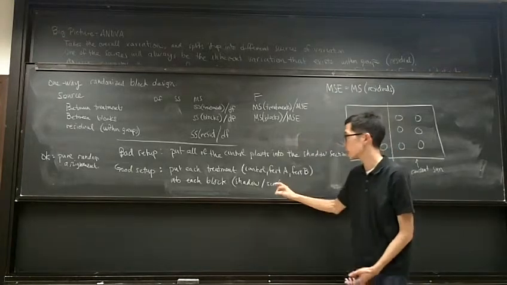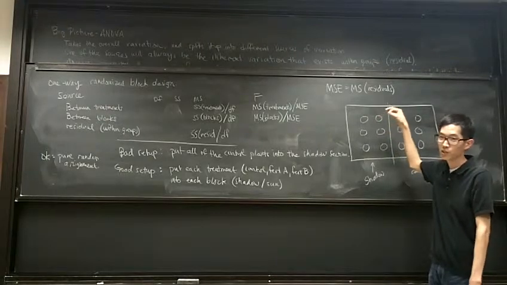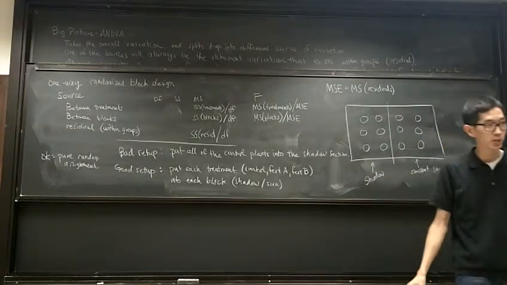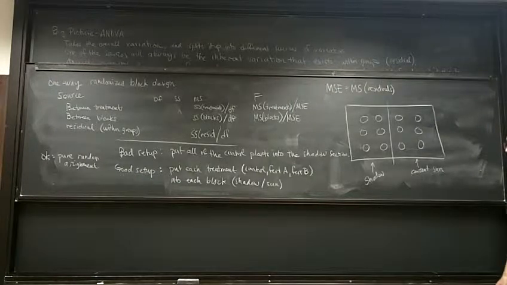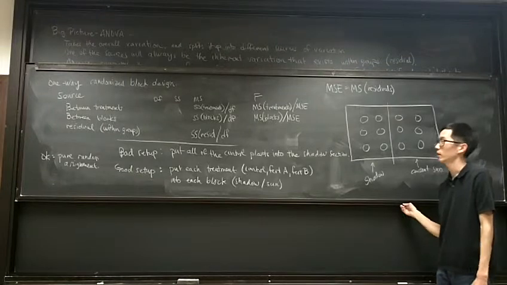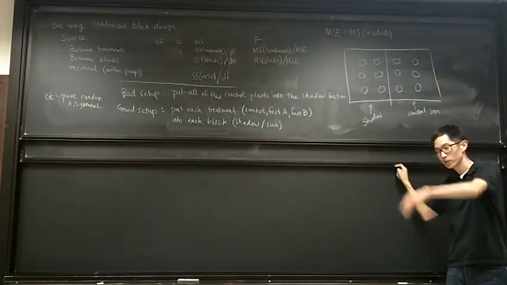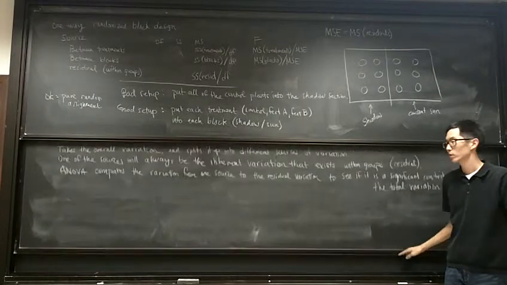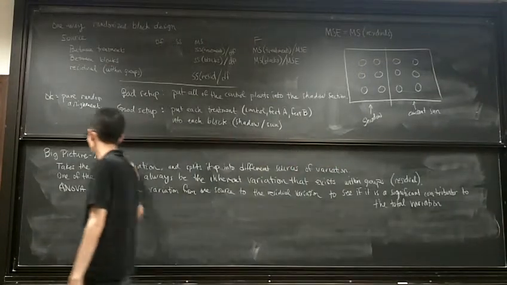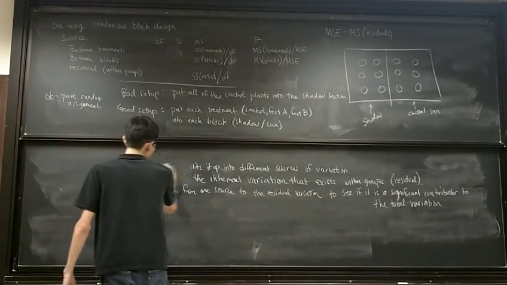So the blocked design, we manually force each block to have all the treatments. So that's a one-way randomized block design. That's where there's one grouping variable that we're still interested in. Okay. And then it just gets more complicated from here.